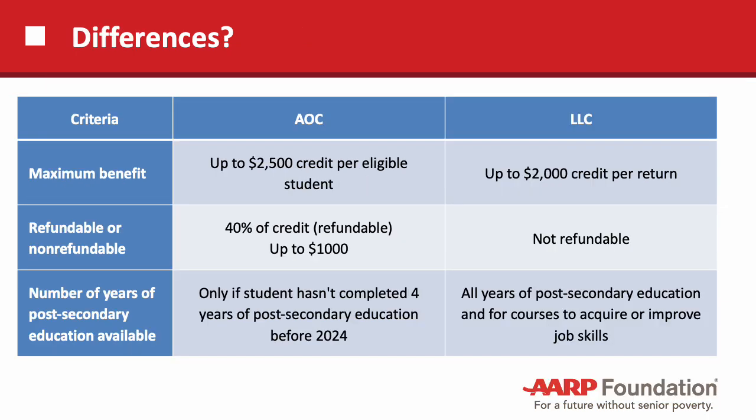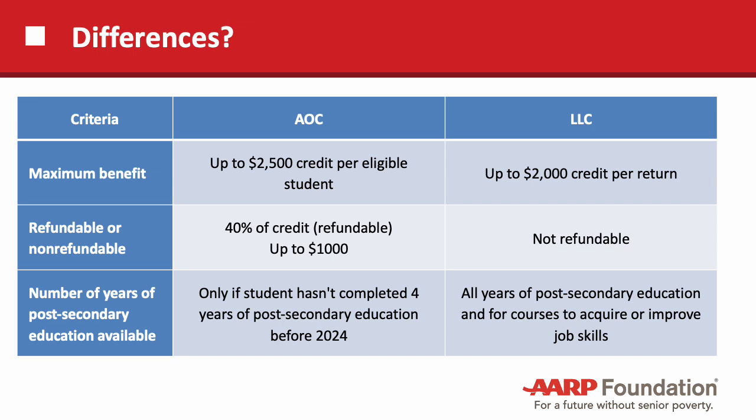There are differences between the two. Maximum benefit for the American Opportunity Credit is up to $2,500 per eligible student. The LLC is up to a $2,000 credit per return. Now, refundable and non-refundable: 40% of the AOC is a refundable credit. That's up to $1,000 of it is refundable. The LLC is not refundable at all.